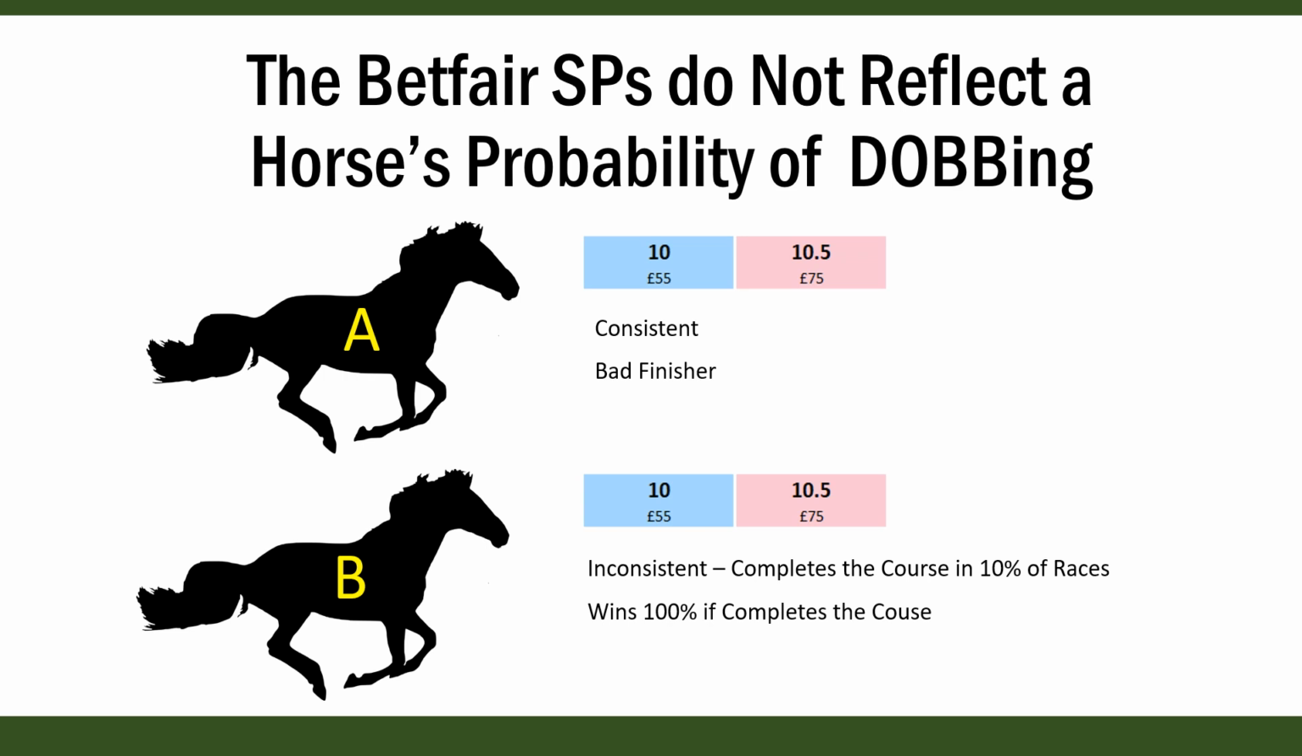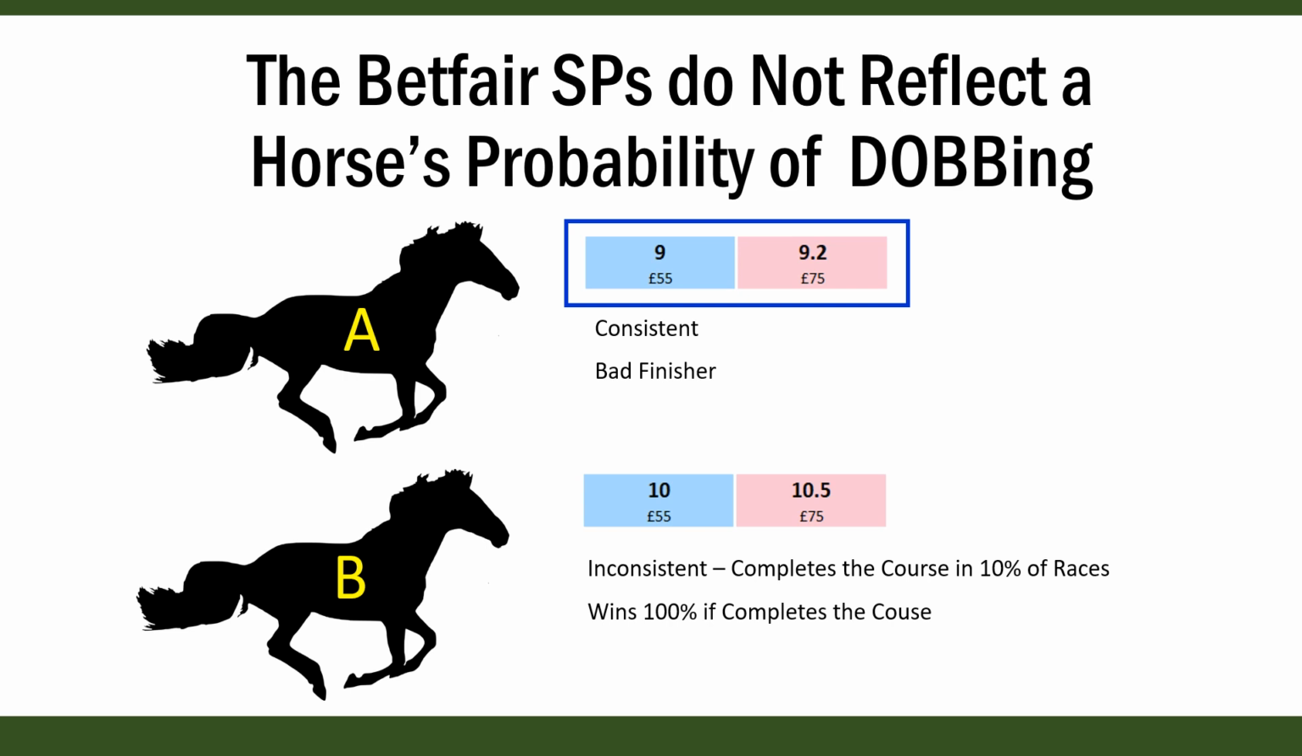So, for example, let's assume that horse A has a good chance of dobbing. If the betting exchange tried to reduce horse A's SP to 9 in order to avoid giving value for dobbing, they would be leaving value for pre-race layers. The betting exchanges are unlikely to make such an adjustment because if you back or lay all horses at 10s, you should only break even.